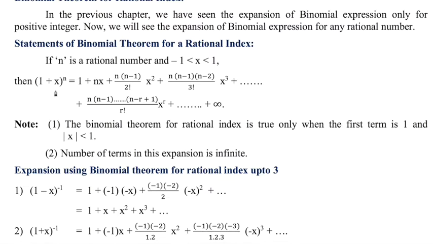1 plus x whole power n equals 1 plus nx plus n into n minus 1 by 2 factorial x square, plus n into n minus 1 into n minus 2 by 3 factorial into x cube, and so on, up to n into n minus 1 into ... into n minus r plus 1 by r factorial into x power r, and so on up to infinity.